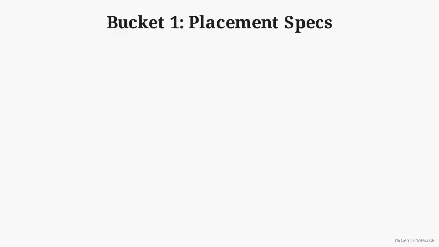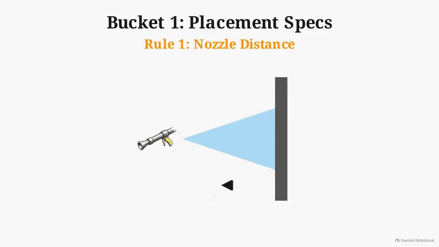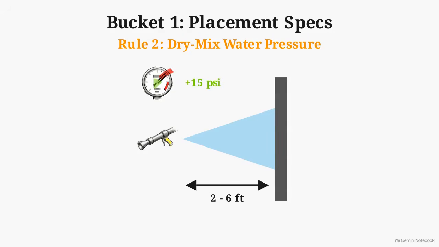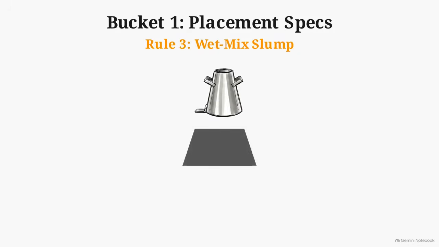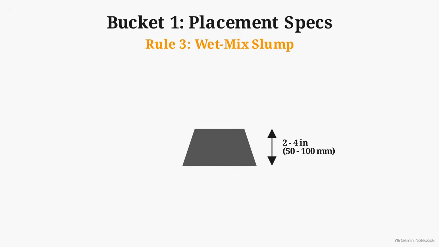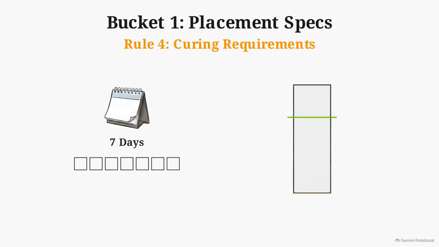Our first bucket covers the physical setup. Rule 1 keeps the nozzle distance between 2 and 6 feet from the wall. Rule 2 applies to dry mix systems. The water pressure must be maintained at least 15 psi above the air pressure at the nozzle. For wet mix, Rule 3 limits the slump to between 2 and 4 inches. Rule 4 defines the curing requirements. The material must be cured for 7 consecutive days or until it reaches 70.